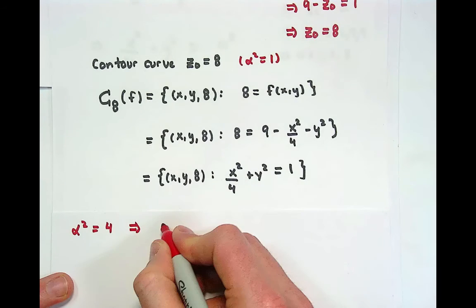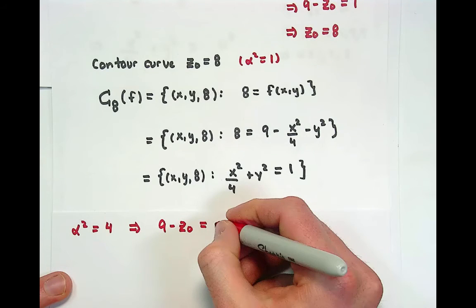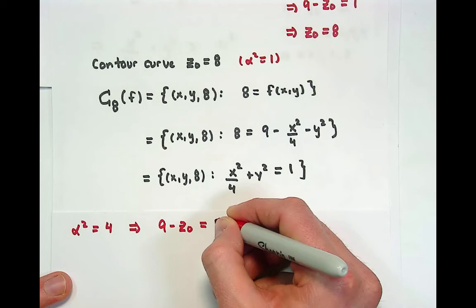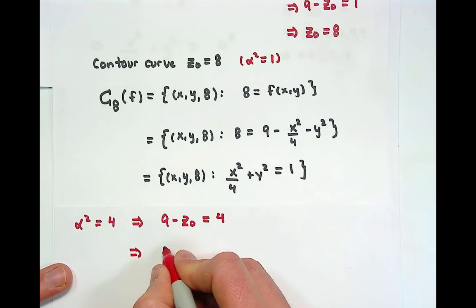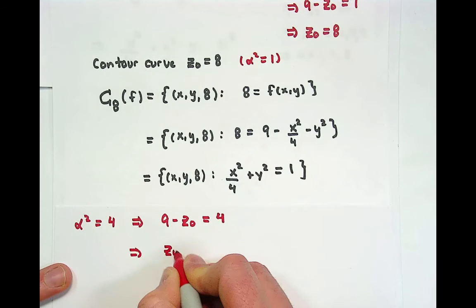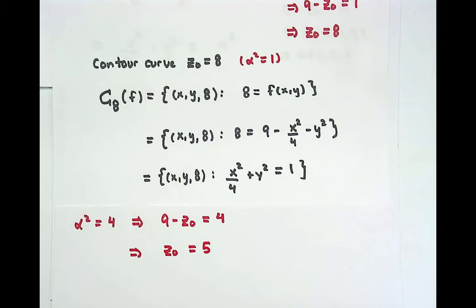Well, we know alpha squared equal to 4. We've just claimed that 9 minus z naught should be equal to alpha squared. That was by design, right? Because we were thinking of the output as a perfect square. Okay, so this means that z naught, if I bring this over here and this over here, would be 5.